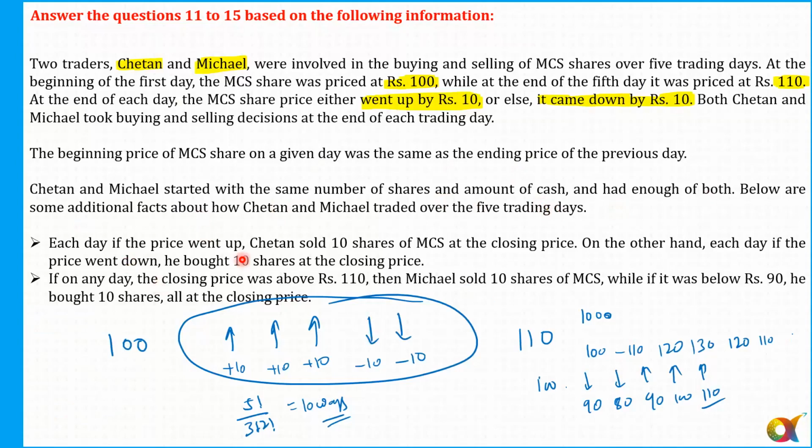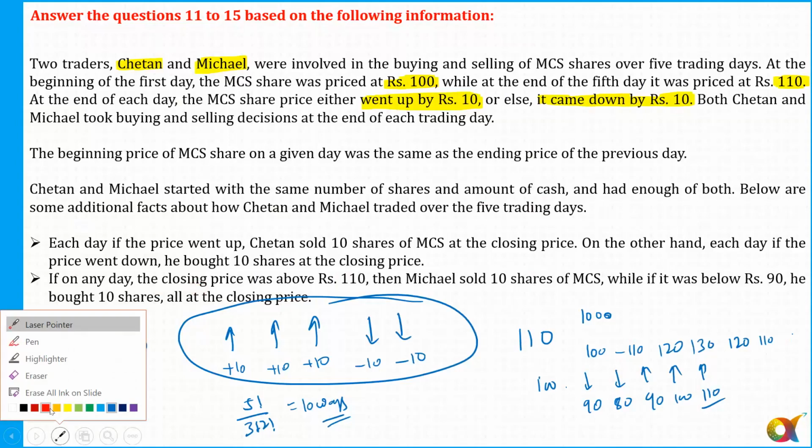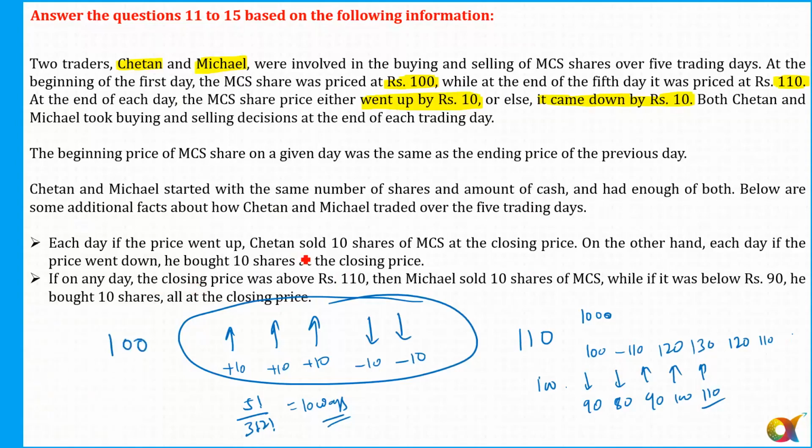Each day, if the price went up, Chetan sold 10 shares of MCS at the closing price. And on the other hand, each day, if the price went down, he bought 10 shares at the closing price. So what will happen for Chetan? Whatever the changes will be, I can write it down here quickly. For Chetan, each day the price went up.